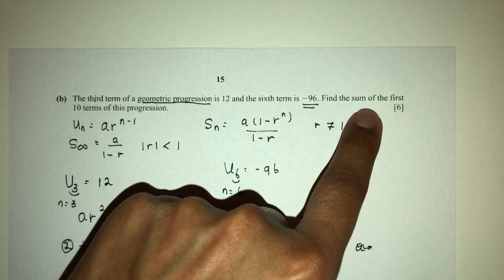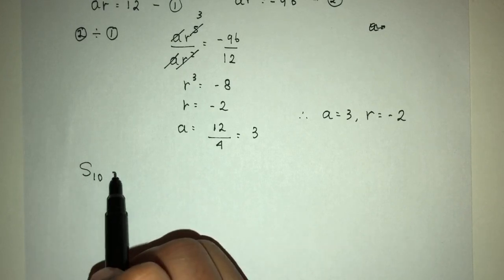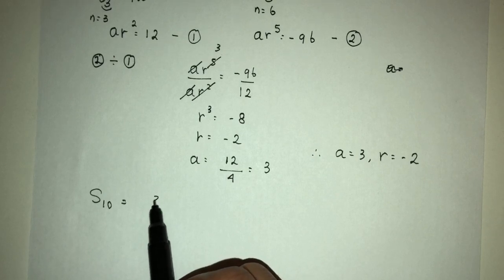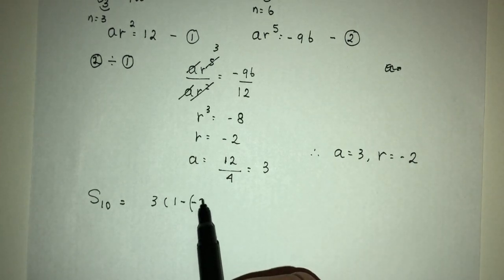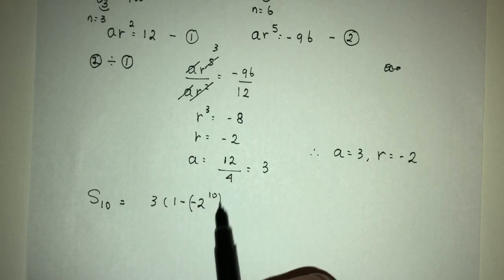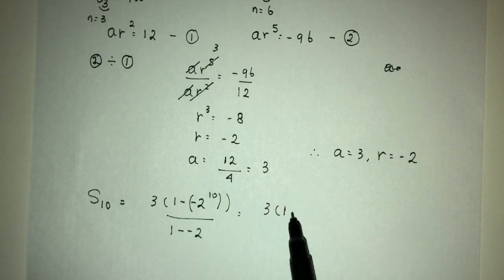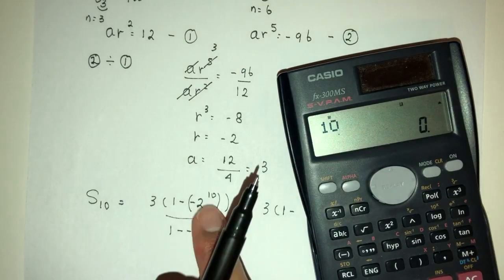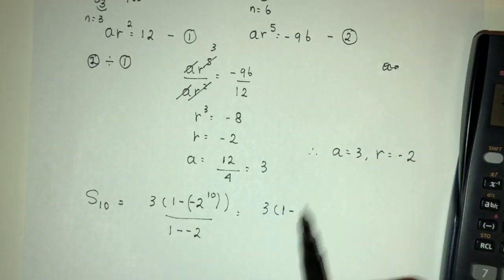The question is to find the sum of the first 10 terms. So again, for the first 10 terms, we have to use the formula for the first n terms. Okay, that will be a is 3, times 1 minus, that will be minus 2 power n is 10, over 1 minus minus 2. 3 times 1 minus minus 2 power 10, that should be positive. Because the power is even here, it will become positive. So minus 2 power 10 now becomes this.